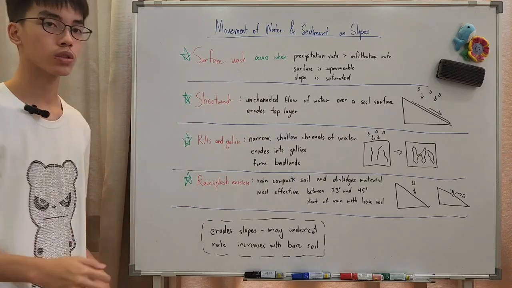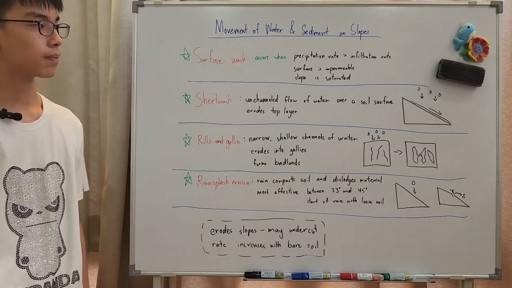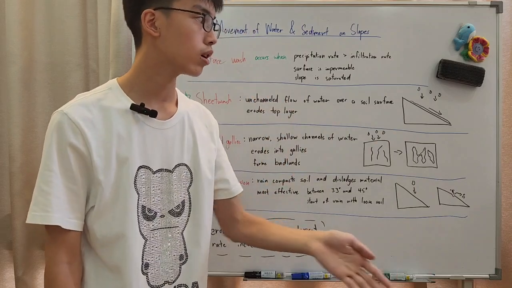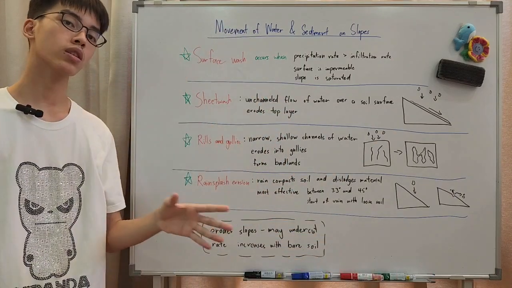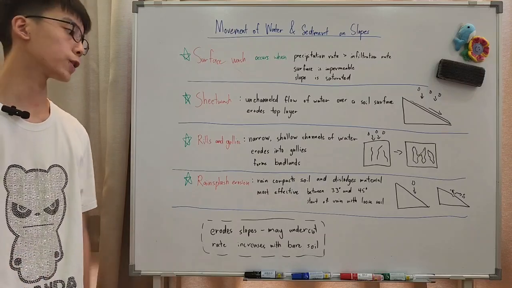Sometimes it can lead to sheet wash, which is a thin layer of unchanneled flow of water flowing over a surface. Like this, you have rain falling down. It's one sheet of water going downwards, and it will erode the top layer, kind of like scraping it off. And that's how you get erosion.